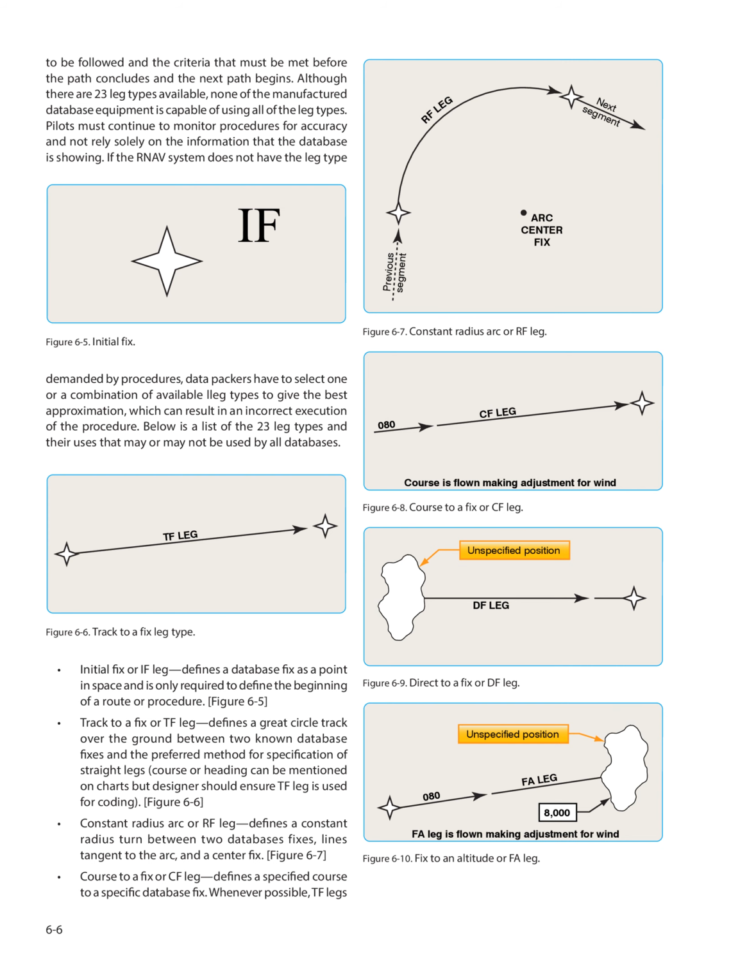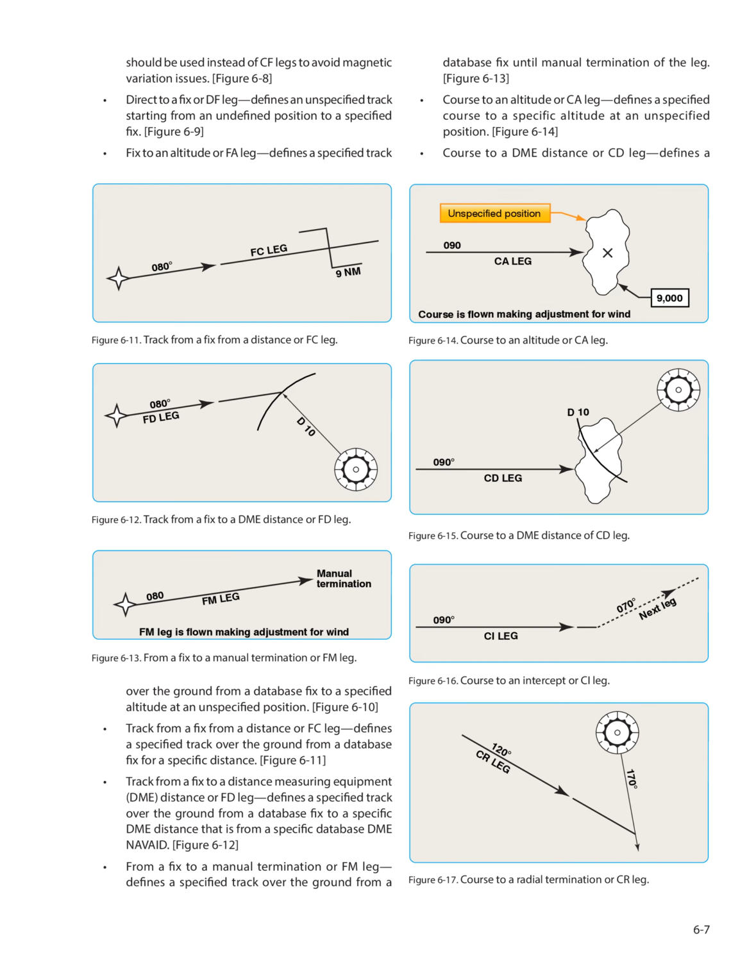Figure 6.6, constant radius arc, or RF leg, defines a constant radius turn between two database fixes, lines tangent to the arc, and a center fix. Figure 6.7, course to a fix, or CF leg, defines a specified course to a specific database fix. Whenever possible, TF legs should be used instead of CF legs to avoid magnetic variation issues.